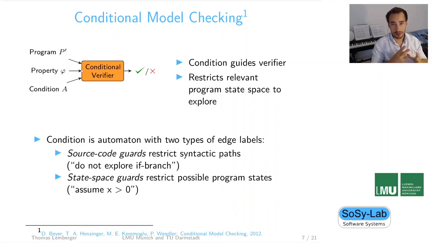It does so with two different mechanisms. The first mechanism is source code guards that restrict the syntactic paths. So the condition can tell the conditional verifier, hey, there's an if and an else branch. Do not look at the if branch, only look at the else branch. And the second mechanism is state space guards that restrict the possible program states. So the condition could tell the conditional verifier, if you take the else branch, assume that x is greater than 0.